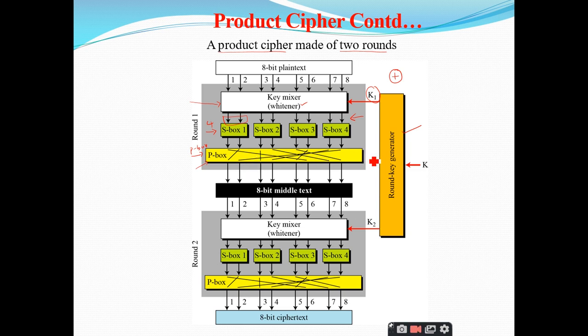Can anybody tell me what this D box is? What type of D box am I using here? We have three categories of D boxes, right? Out of which, what category am I using here?